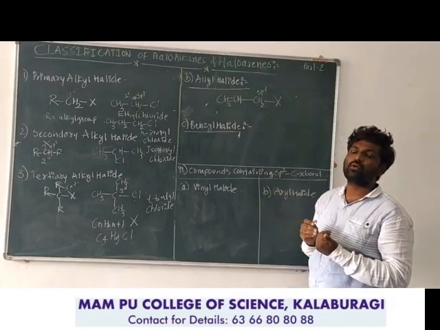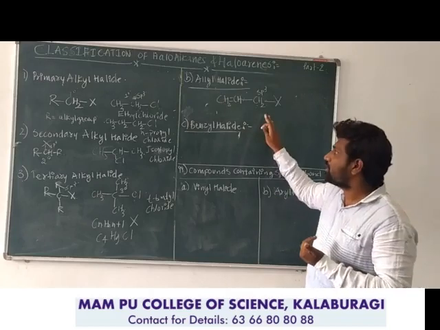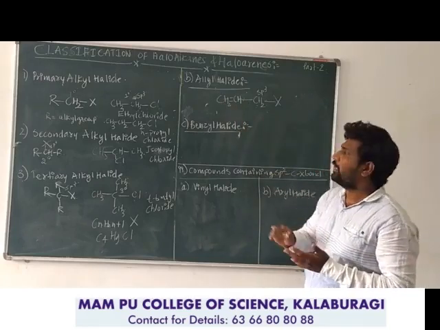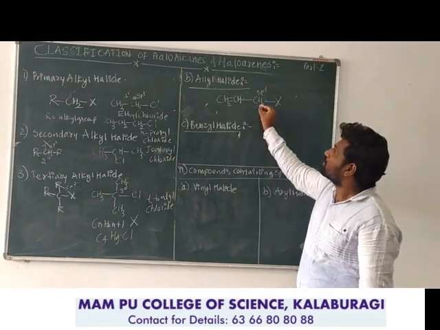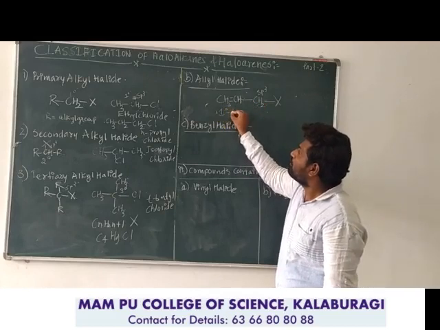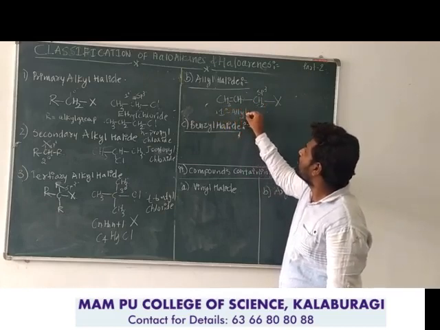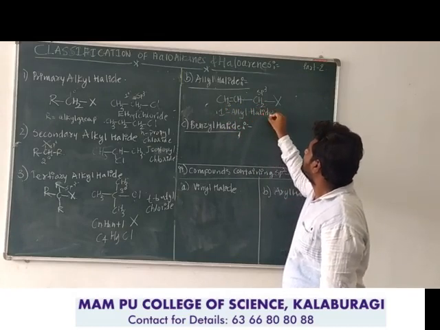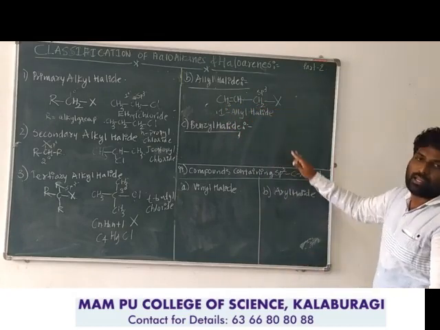Allyl halides are the compounds where the halogens are bonded to the sp3 hybridized carbon atom next to the carbon-carbon double bond. Look at here, this carbon atom is only bonded to one carbon atom. So therefore, we can say it is a primary allyl halide. Okay, this is a primary allyl halide.